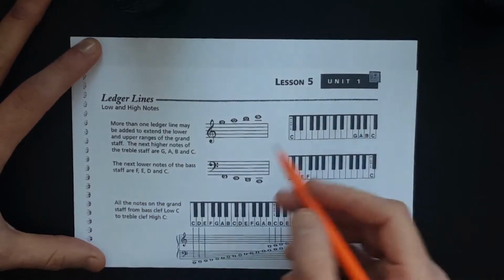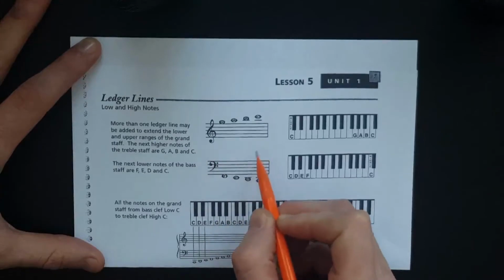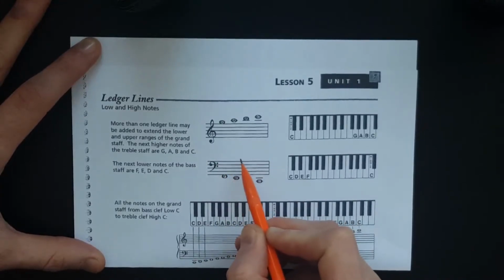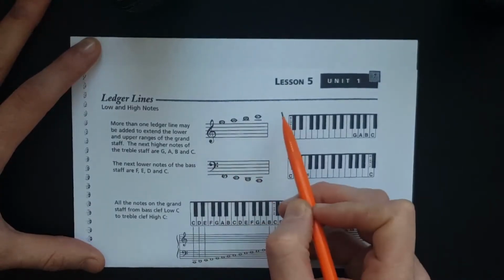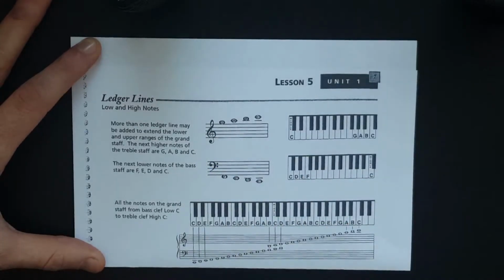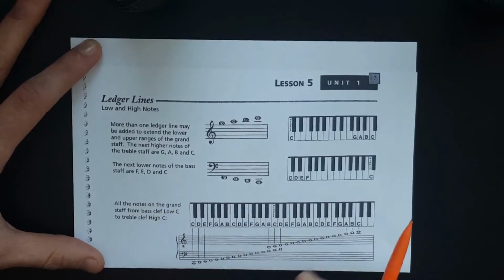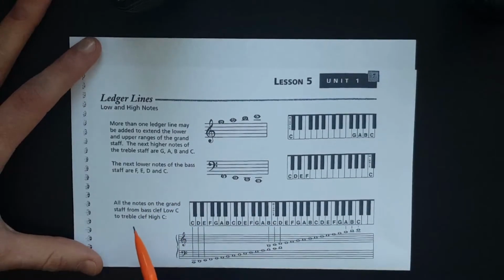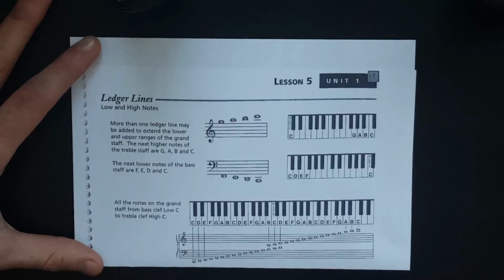Okay, so last lesson we were talking about the ledger lines underneath in treble clef and above in bass clef, but today we're above in treble clef and below in bass clef. The next lower notes of the bass staff are F, E, D, and C. All the notes on the grand staff from bass clef, low C to treble clef, high C. So there they are laid out for you on the grand staff. All the notes right there.